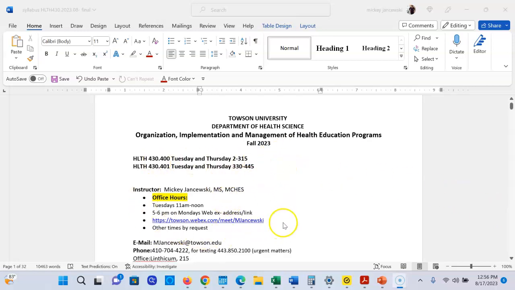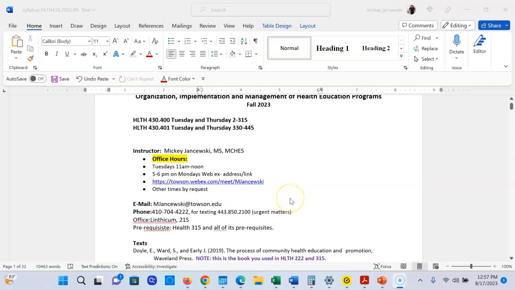So at the top is the normal information. I'm on campus available to you 11 a.m. to noon on Tuesdays. I usually am there by 10:30. 5 to 6 p.m. on Mondays, I block out for virtual meetings on WebEx. But if you've had me before, you ask other students who have had me, they will all tell you, I'm very much available to you as you need me. So don't be afraid to request a time other than those two.